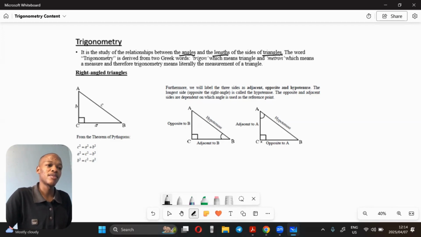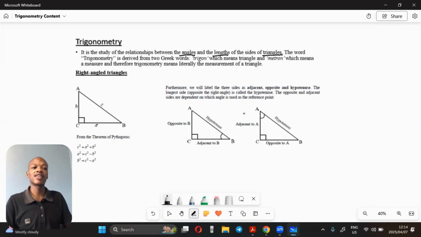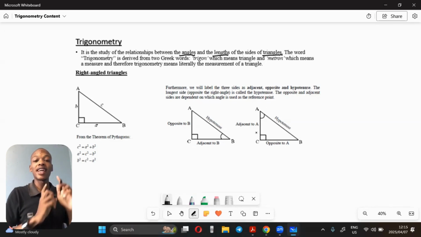Let's go for this one now. The angle of interest this time is A. You see, it's up there. Which means the opposite side will be this one, the side that is facing the angle, and then the adjacent side is this one this time. So the adjacent and opposite will differ in terms of the angle of interest.